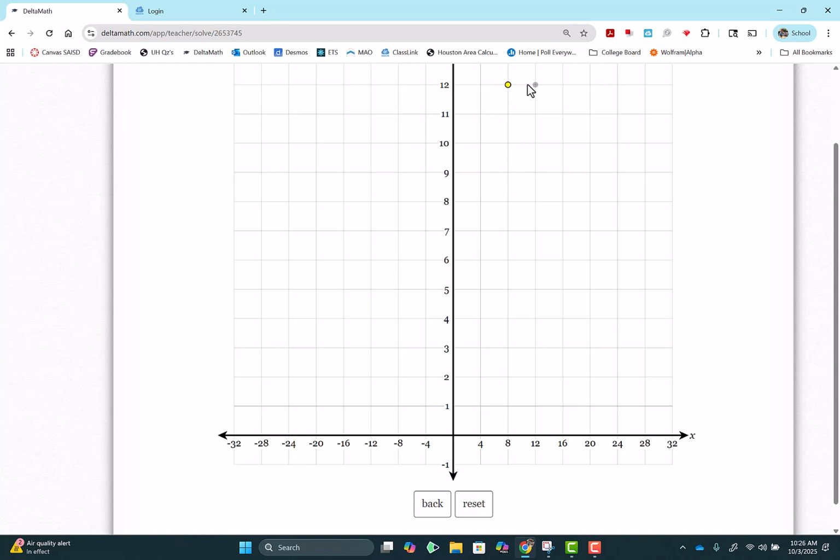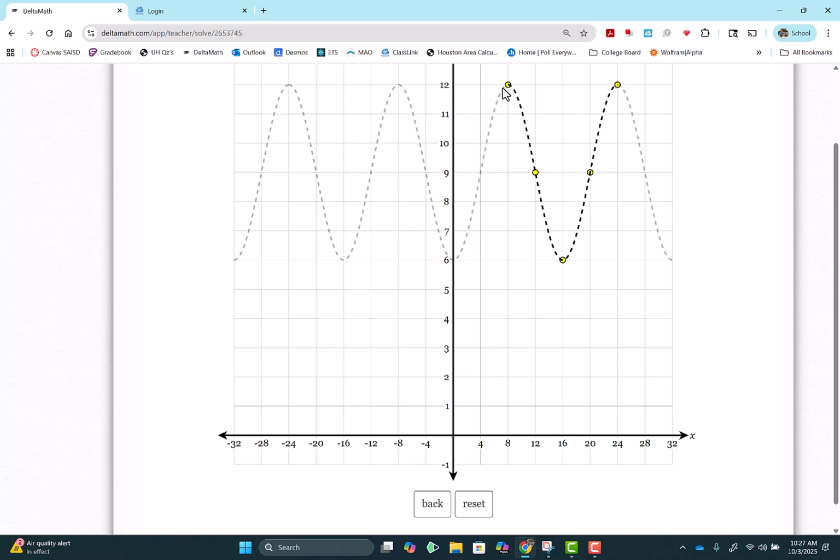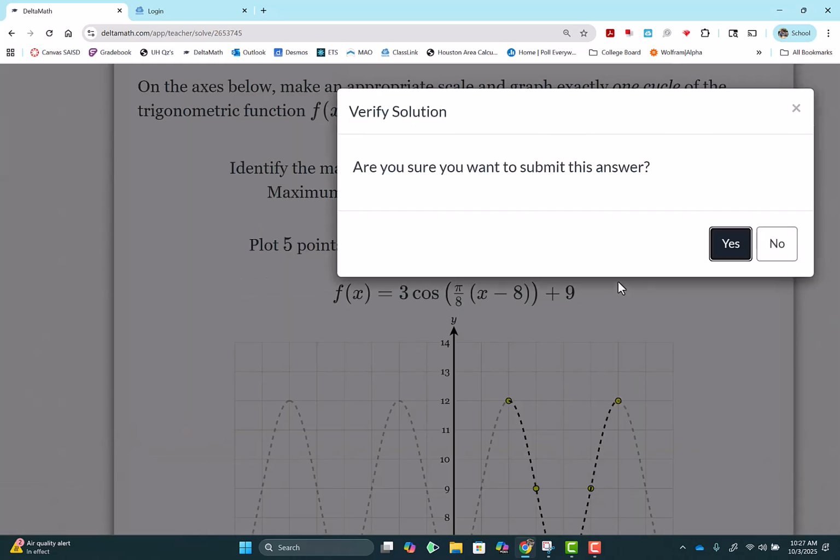And then every time you go 4 to the right, that's a quarter. So from the maximum, you're going to go all the way to the midline. There it is at 12, 9. And then at 16, you're going to go to the min, 16, 6. Then you're going to go back to the midline, at 20. And then finally at 24, back to the max. And then there it is. It's going to finish it for you. If it's wrong, you would see that these won't connect. But it's perfect. I push submit. And then voila.